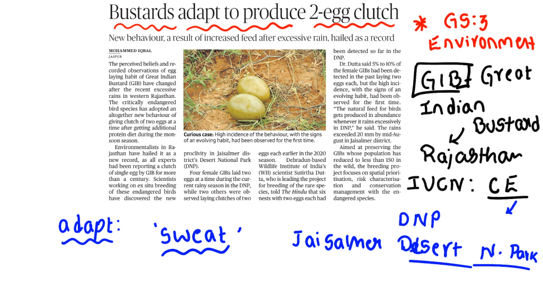Clear? But here also we have to observe what happened in Jaisalmer. These great Indian bustards adopted the practice of going for two egg clutch. Clear? So here they are going for two egg clutch, where you are going to produce two eggs, and these two eggs are because of its new behavior, a result of increased food after excessive rain. After excessive rain, the increased food availability is helping the great Indian bustard to go for a clutch of two eggs at a time.